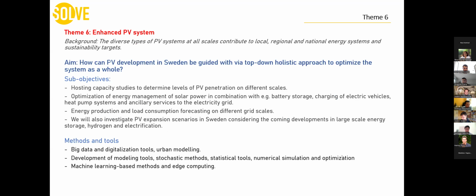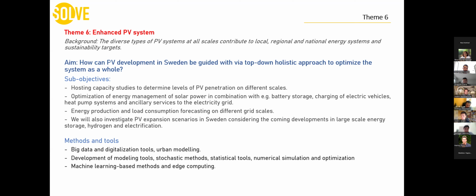Thanks. Now, Andreas, please. Yeah, as regards theme number 6, we work on large-scale solar power integration in the energy networks. There are different types of solar systems in different scales and contribute in different geographical areas and different levels of the electrical grid. So our aim is to explore how this PV development in Sweden can be guided by a top-to-down approach for optimal energy utilization.